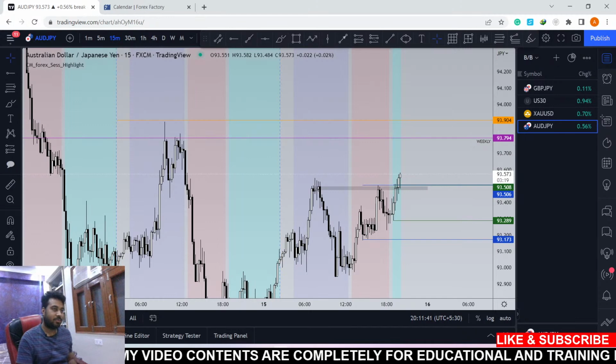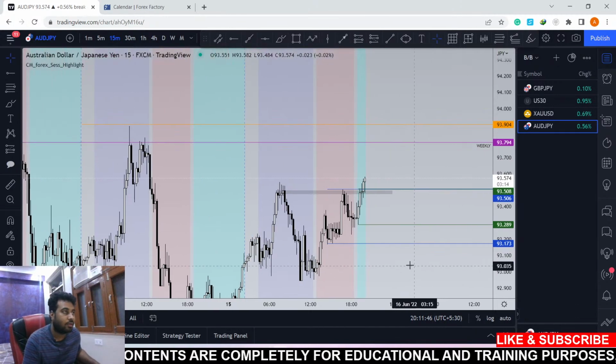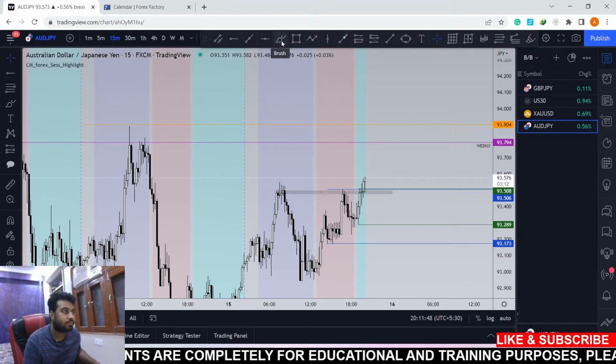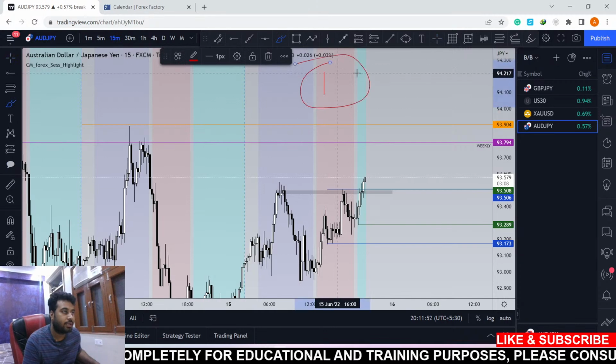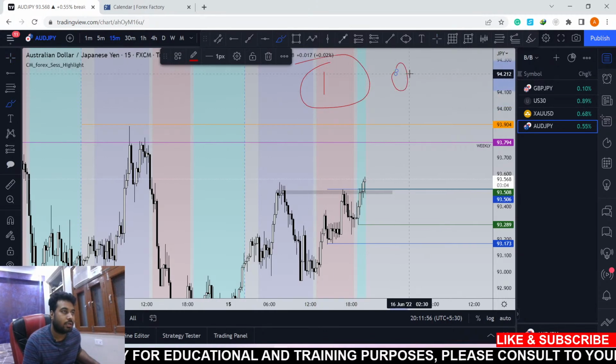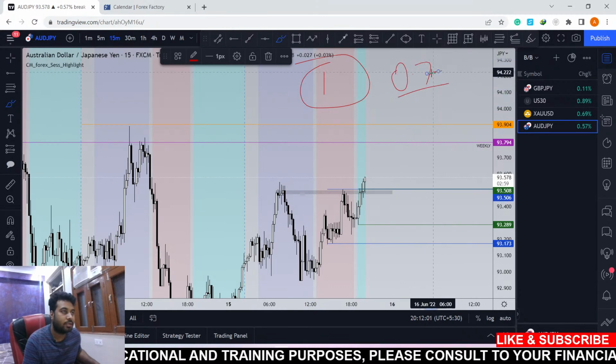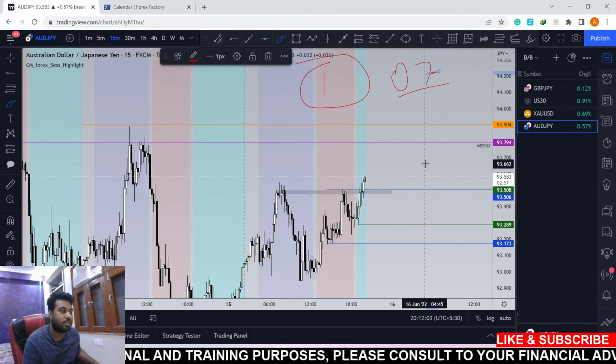Okay, let's wrap up this session. We took two losses. One was a full loss, and in the other trade I managed to save 0.3% and I lost 0.7. This is the result.